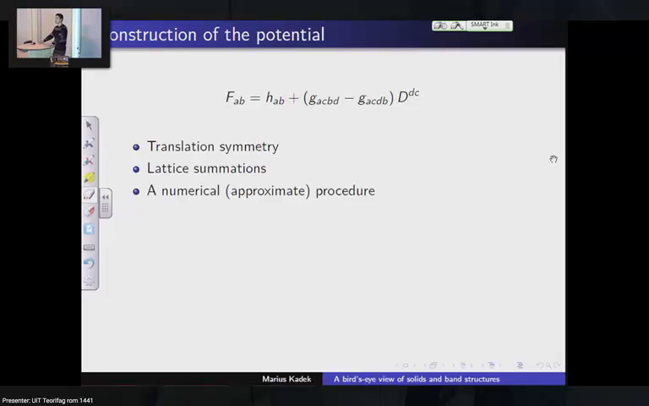This is a luxury I don't enjoy in solid state, because no matter what I do, I have to truncate the infinite summations in some way. And the whole procedure is very sensitive to the way I truncate them. So already the Fock matrix, or the potential, is approximate. And as I said, it can be very sensitive to the way the summations are handled.